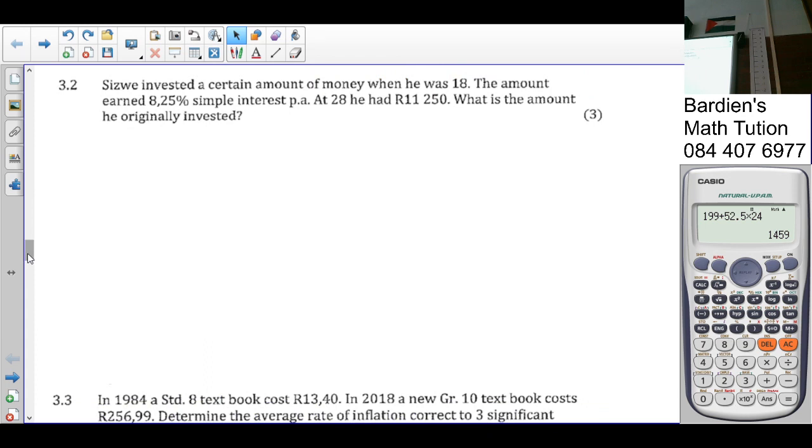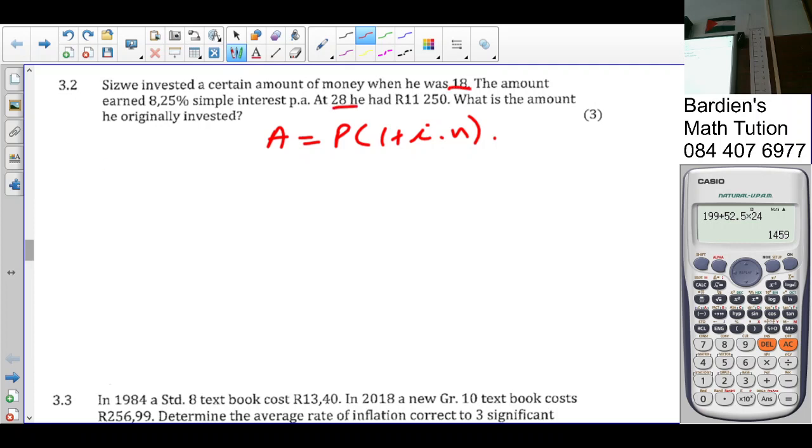Caesar invested a certain amount of money when he was 18. The amount earned 8.25% per annum, simple interest. So if it says simple interest, the formula is A equals P into (1 plus i times n). What is the amount you originally invested? So in other words, we're calculating the P value, the principal. So it's going to be at 28. So how many years later is that? 10 years.